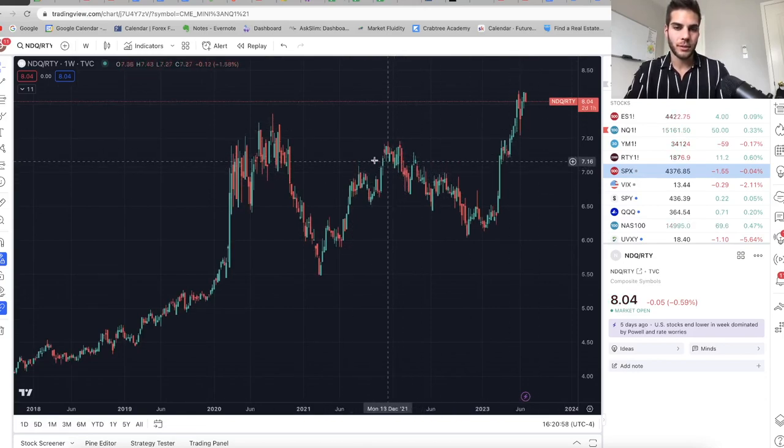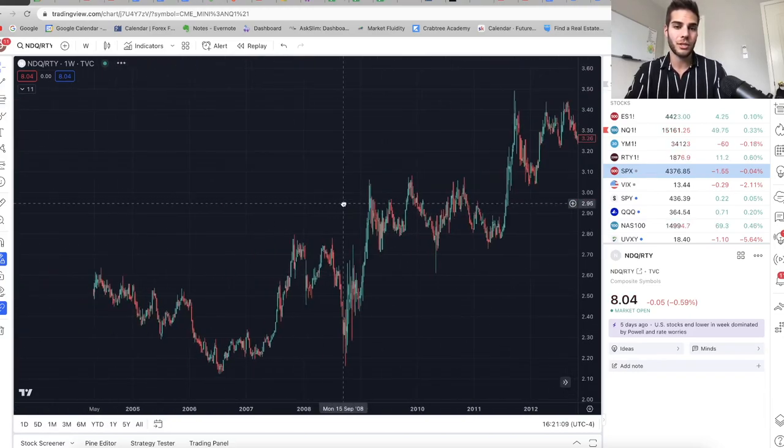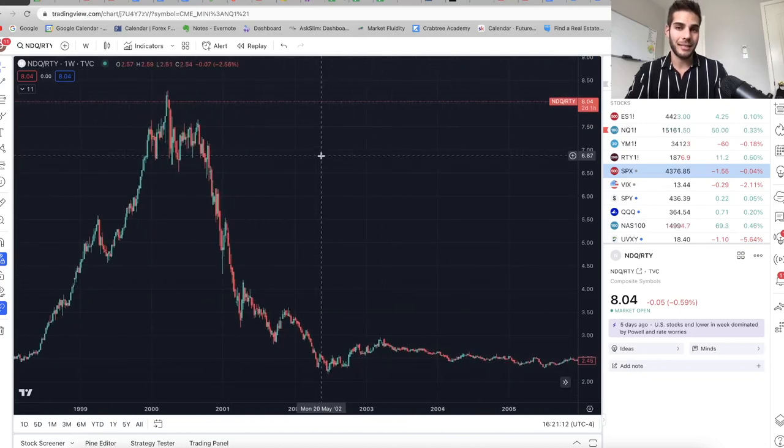You can see 2022, this was the top all-time high right here. This is the ratio, it was at 7.3. This is back in the COVID era after we've been rallying a bunch. And we have to go all the way back to 2000 to get to a ratio of 8. And this was the tech bubble.